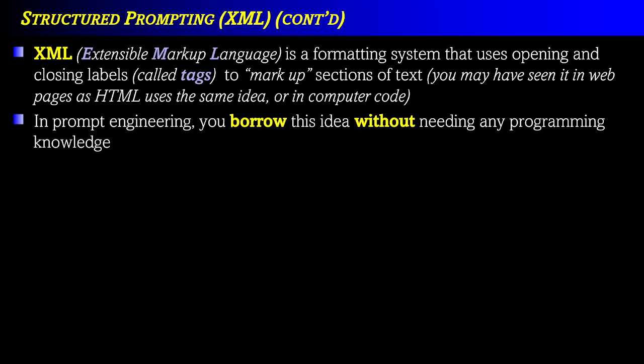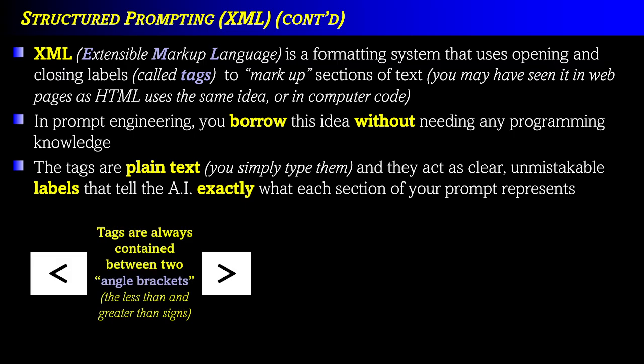XML, standing for Extensible Markup Language, is a formatting system that uses opening and closing labels called tags to mark up sections of text. If you think back traditionally, this is like using a highlighter to mark something on a piece of paper. You may have seen this in web pages. HTML is an early version of what XML is. It uses the same idea. You can also see this if you have any exposure to computer code. In prompt engineering, you borrow this idea without really needing any programming or coding knowledge. Tags are plain text. You simply type them. They act as clear, unmistakable labels telling the AI what section your prompt represents.